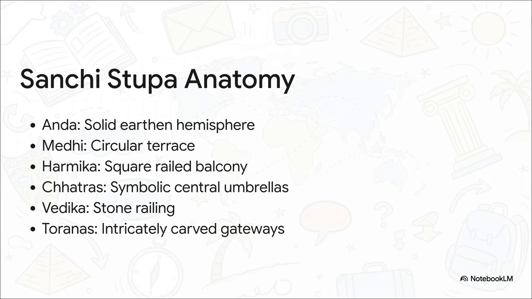This academic rigor continues with the structural anatomy of the Buddhist stupa. Take the Great Stupa at Sanchi as your prime exam model. You have to reproduce these exact Sanskrit architectural terms flawlessly on the page. The solid earthen hemisphere, that's the unda. It rests on the circular terrace called the midi. That square balcony at the top is the harmika, and it supports the symbolic umbrellas, the chhatras.